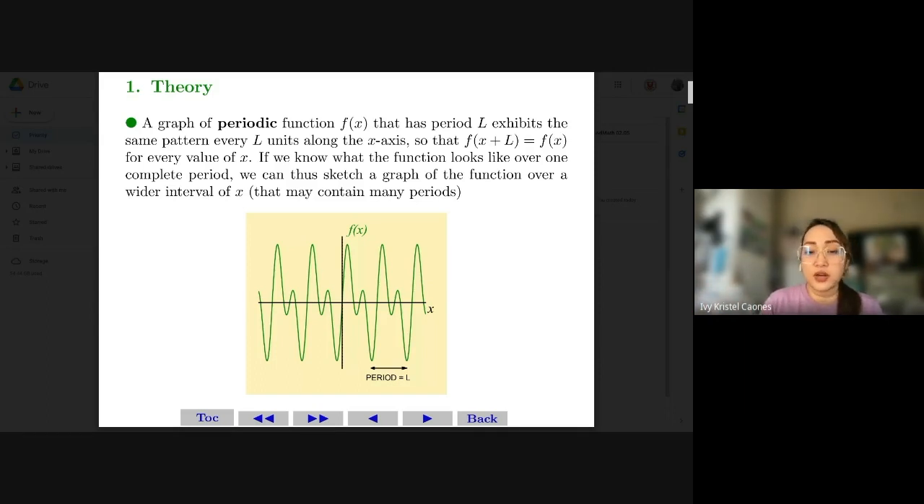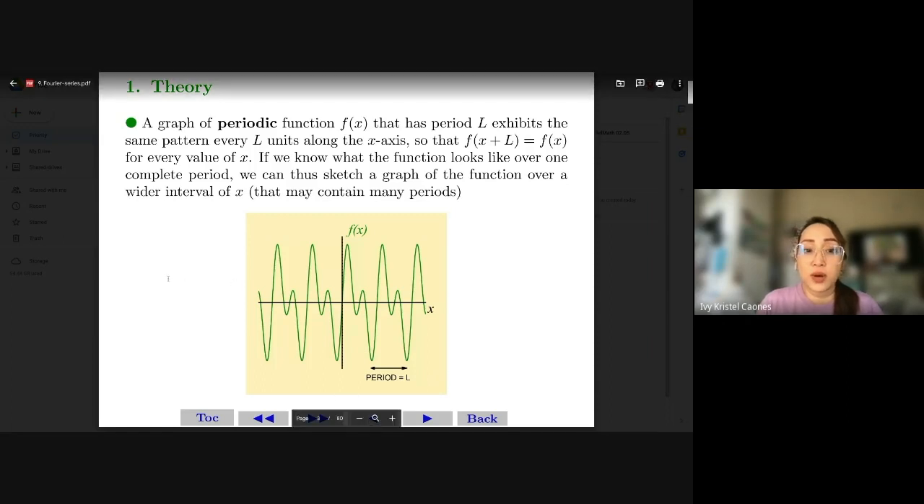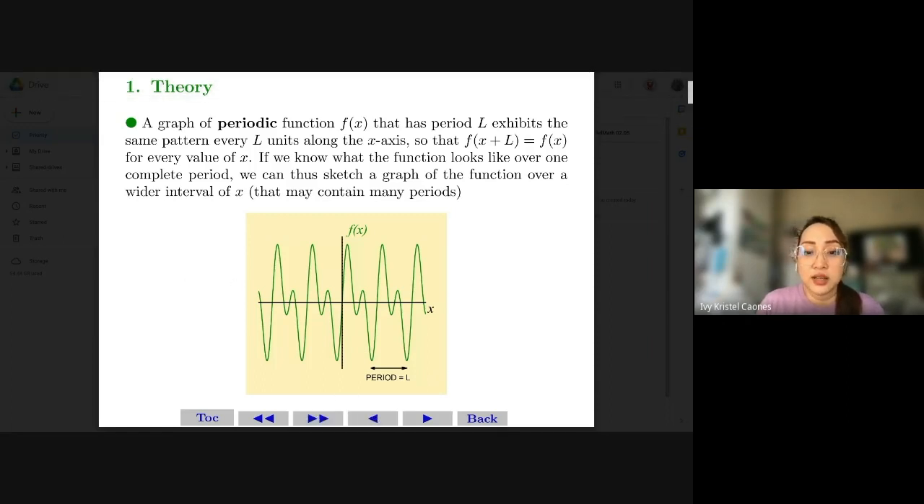That means the future of this function will be the same. The period is being repeated, and you can determine the future value of that specific graph. If we know what the function looks like over one complete period, we can thus sketch the graph of the function over a wider interval of x that may contain many periods. So we are talking about a periodic function. Periodic functions means you can determine the future and the past of the signal.